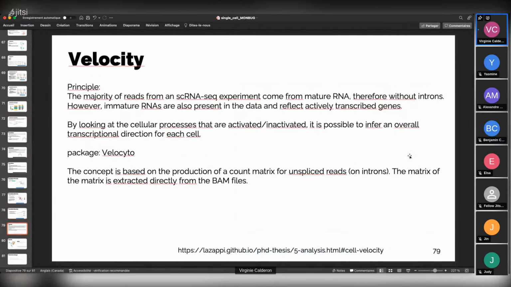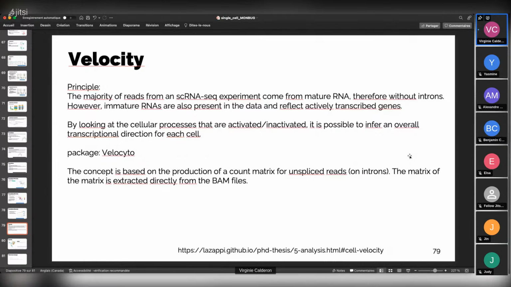And the new way to do it is to look at the velocity. So it's not the pseudotime, it's to use another piece of information. For a single-cell RNA-seq experiment, most of the RNA that you capture is mature, but we have some immature RNA in these experiments. And if you have immature RNA, that means that this RNA was just transcribed. So you can quantify the activity of each gene, okay?